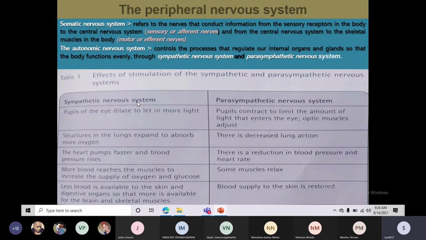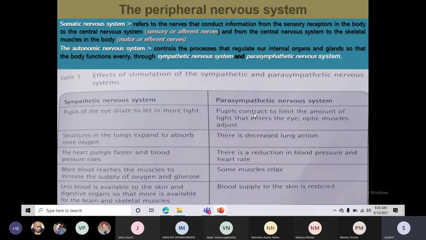That is the sympathetic nervous system. The sympathetic nervous system is a reaction when you see a danger. Then the parasympathetic nervous system is the opposite. The sympathetic stimulates, para inhibits. The parasympathetic nervous system is the opposite.